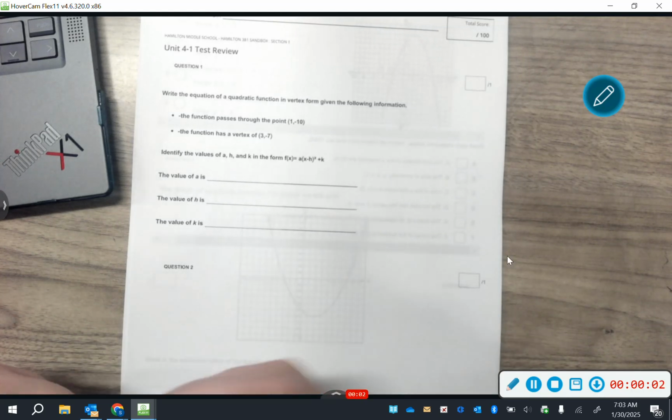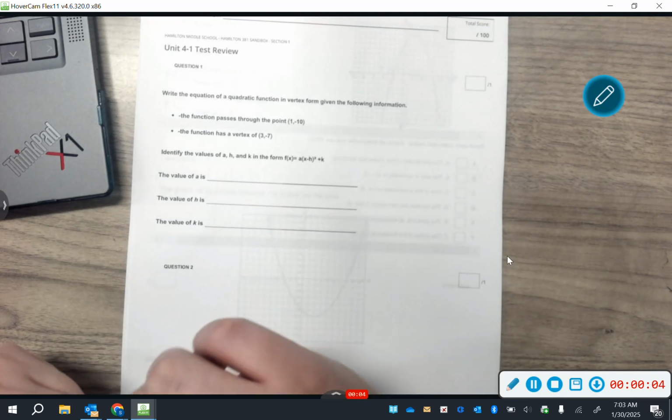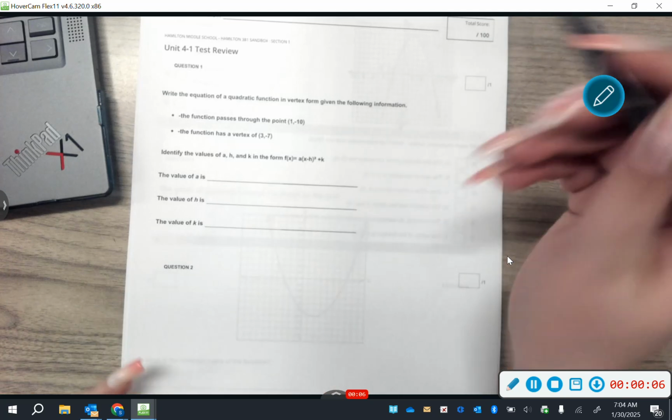All right, here we go. Here's your test review. So to write the equation of a quadratic function in vertex form.